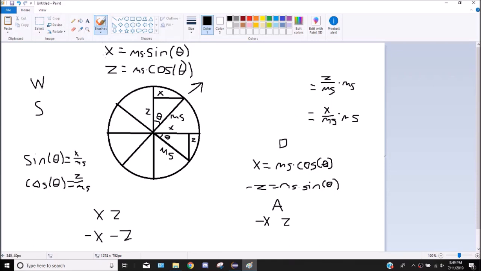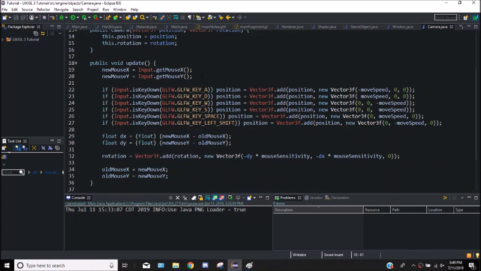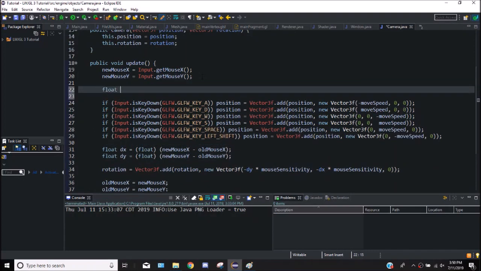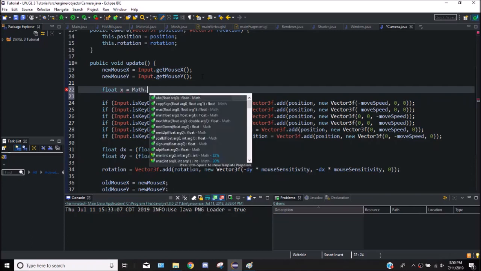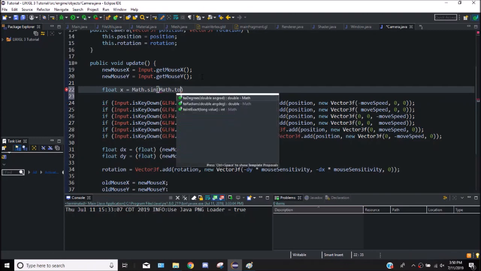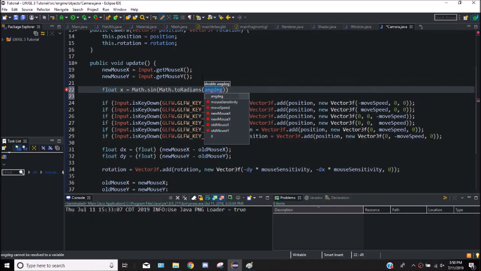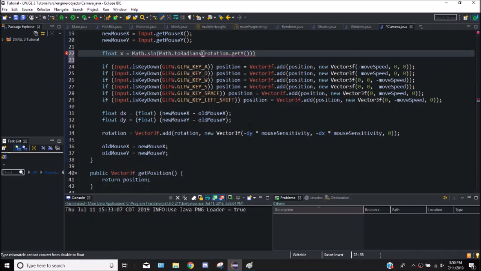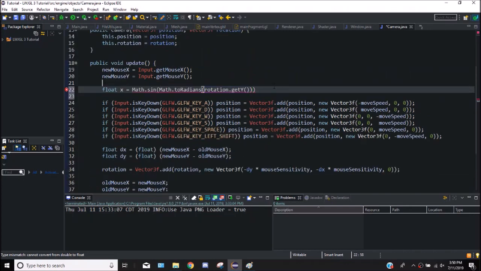So these are basically the only things we need to know, the sine and cosine. So let's actually implement that. Of course, right off the bat, we need our variables I described. So float X is equal to math.sine. And since I really like degrees, I'm going to use math.toRadians, and then it's going to be the rotation of the y-axis, because the y-axis is straight up and down, and that's how you look to the side.